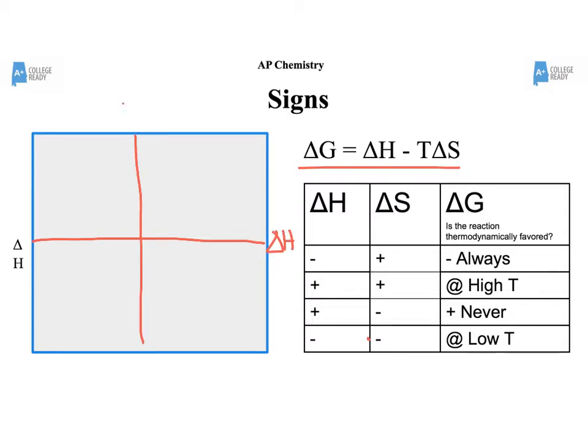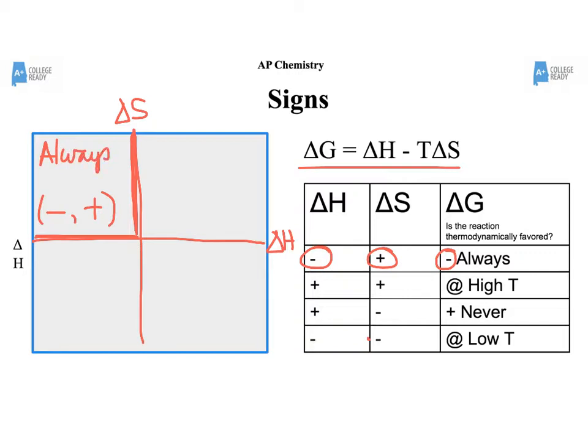And we're going to make the y-axis delta S. So in the first quadrant over here, what can we say about our delta H values? Over here, delta H values are negative. And over here, delta S values are positive. So if delta H is negative and delta S is positive, and you plug that into this equation, that's going to give you a negative value. So when is this reaction thermodynamically favored? Always.